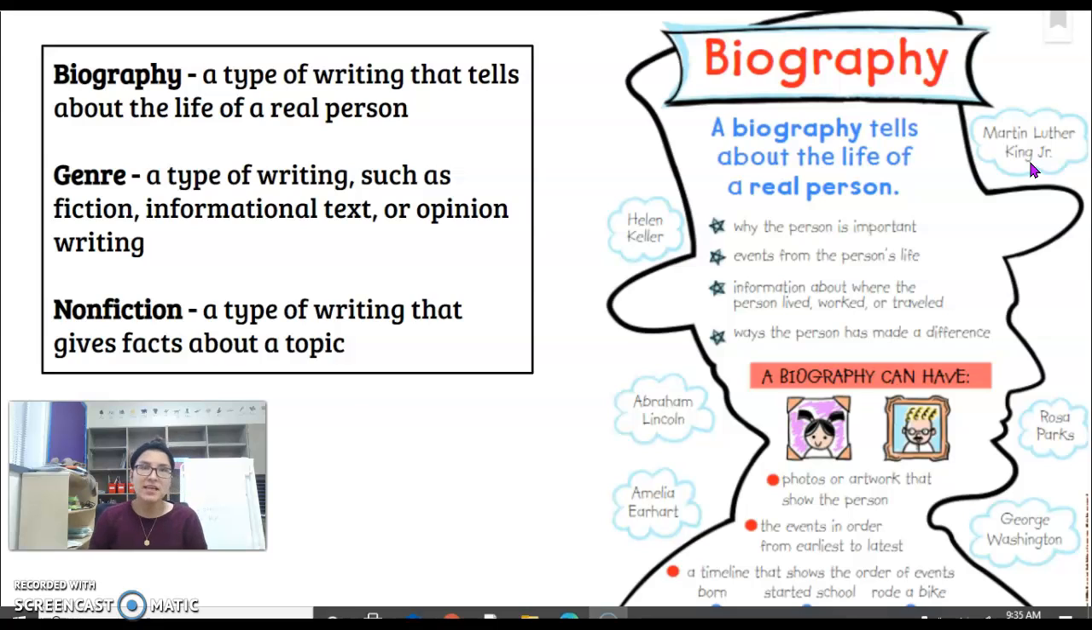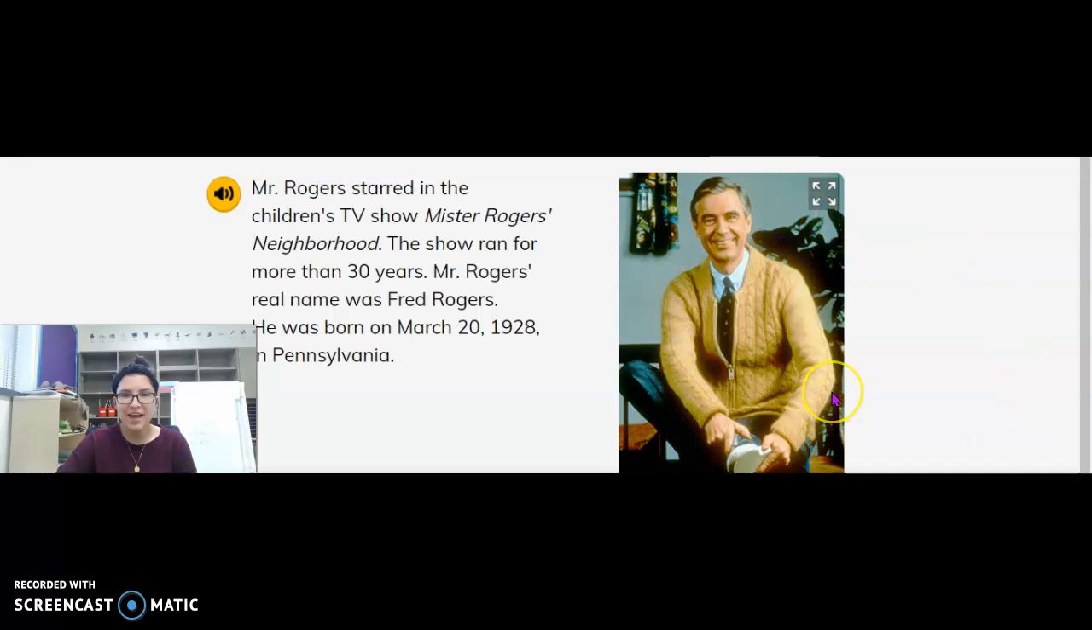So what I would like to do right now is take a moment and actually look at a little biography over someone who is important, who made a difference. And we're going to read the biography, and then we'll talk about it, okay? All right, so right here we have Mr. Rogers, okay? So we are going to be learning a little bit about him. So here's the introduction. Mr. Rogers starred in the children's TV show, Mr. Rogers' Neighborhood. The show ran for more than 30 years. Mr. Rogers' real name was Fred Rogers. He was born on March 20th, 1928 in Pennsylvania. Okay, so that's a little bit about him.